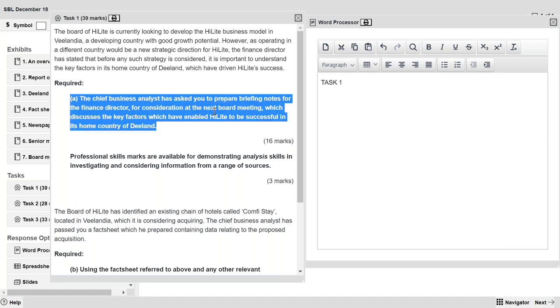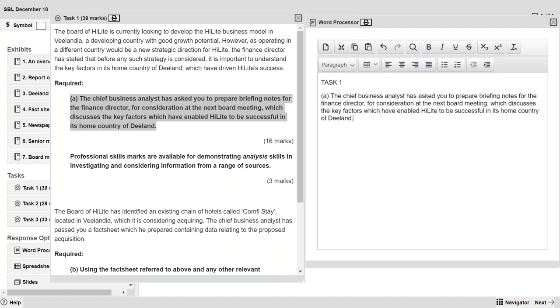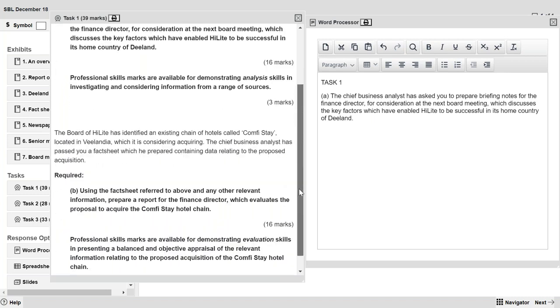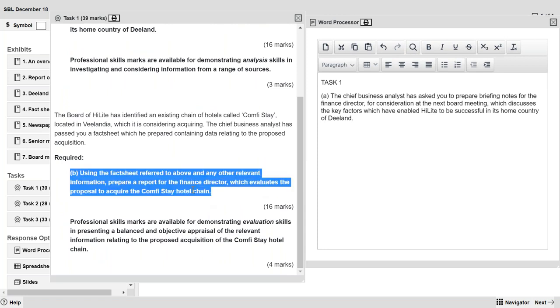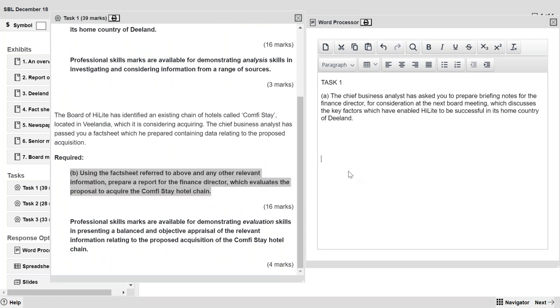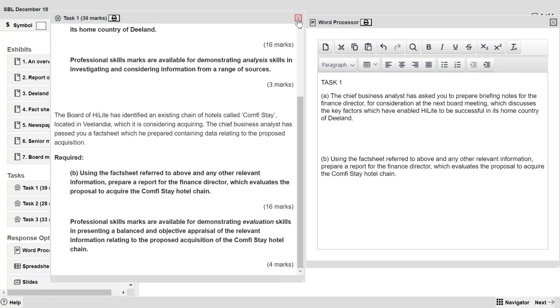I will select. I will press Control C and Control V. Enter, enter, enter. I go here again, I go down. What is task 1B? Control C, Control V, enter, enter, enter. So task 1 is finished. 1A and 1B. I will close the exhibit.